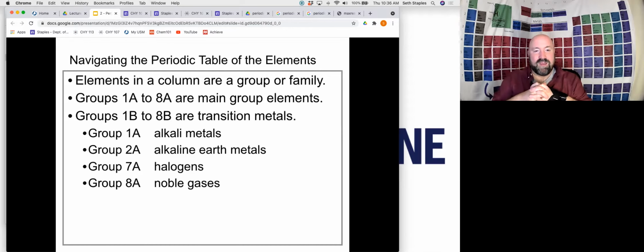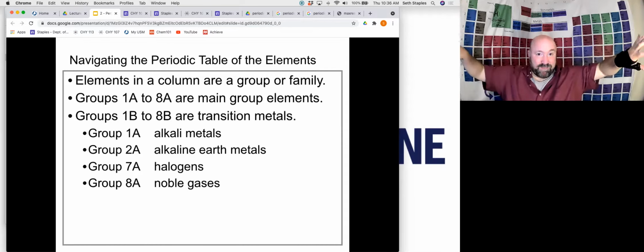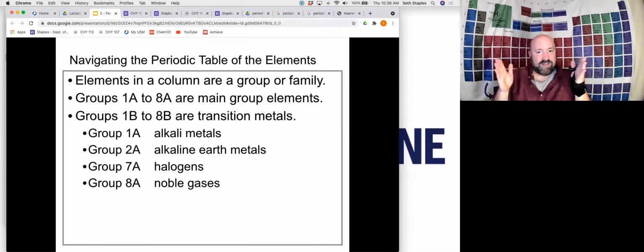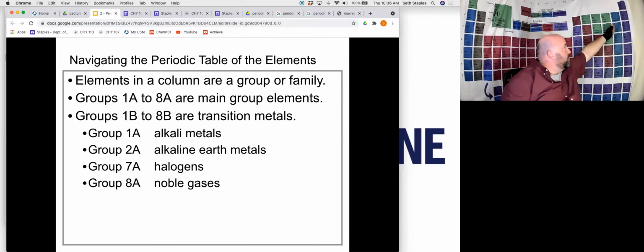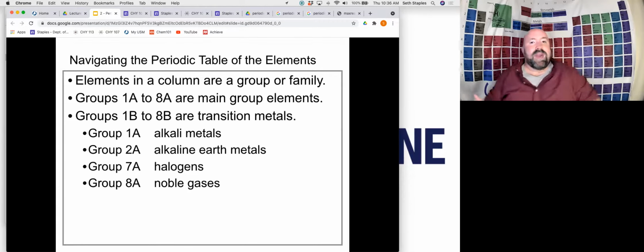But anyway, on the two sides of the periodic table, those are the main group elements, and that section in the middle are called transition metals. We also have some very specific names for some of the columns. The very first column here, these are called alkali metals. The second column here, these are called alkaline earth metals. We also have some names for the columns over here. This column right here, next to last, these are the halogens. And then here in the very right-hand column, those are called the noble gases.